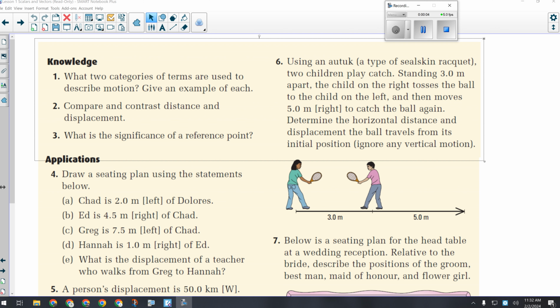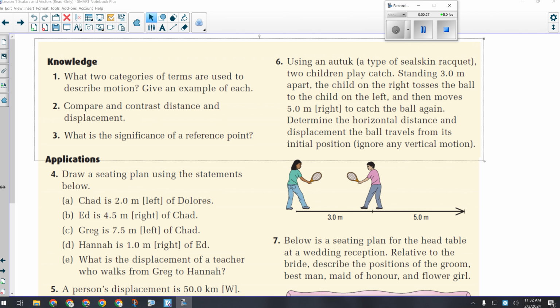Okay, so the purpose of this question, guys, from yesterday was to illustrate the importance of having a reference point when you're dealing with vector quantities. When we had the Inukshuk question yesterday, the Inukshuk was the reference point. Everything was measured from there. In this question, we have to draw a seating plan from one of the people given to us.